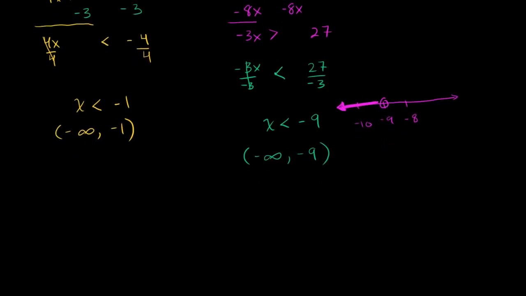Let's do a nice hairy problem. Let's say we have 8x minus 5 times 4x plus 1 is greater than or equal to negative 1 plus 2 times 4x minus 3. Now this might seem very daunting, but if we just simplify it step by step, you'll see it's no harder than any of the other problems we've tackled. So let's just simplify this.